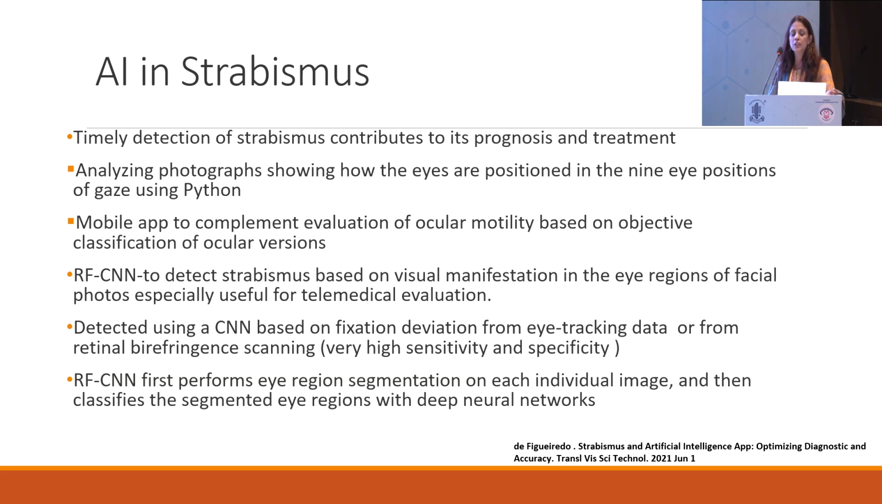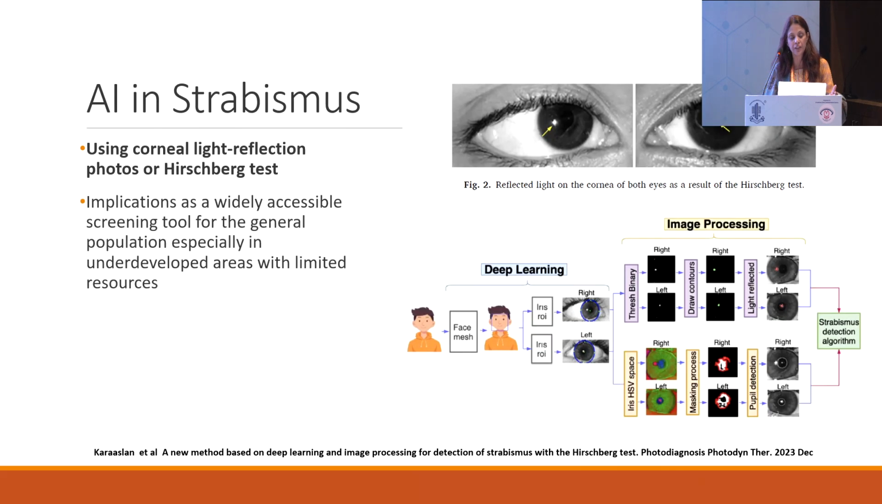For strabismus, the prognosis in the treatment is important, and as a result, there are various tools which have been developed, again, by taking facial pictures, by taking the 9-position gaze pictures, and by using mobile apps or other cameras. A CNN network has been developed, which takes these facial features as well as the ocular fixation from all the 9 gazes. Based on this, eye tracking data is taken, or retinal birefringence scanning is done, which has a better sensitivity and specificity, and which will then be used to create segmentation modules on each individual image. And these images are then classified based on the neural networks.